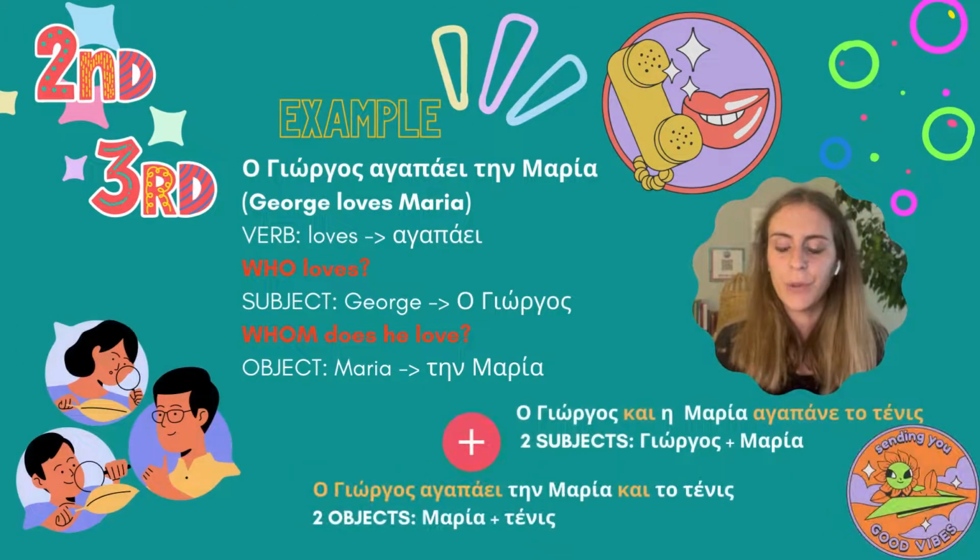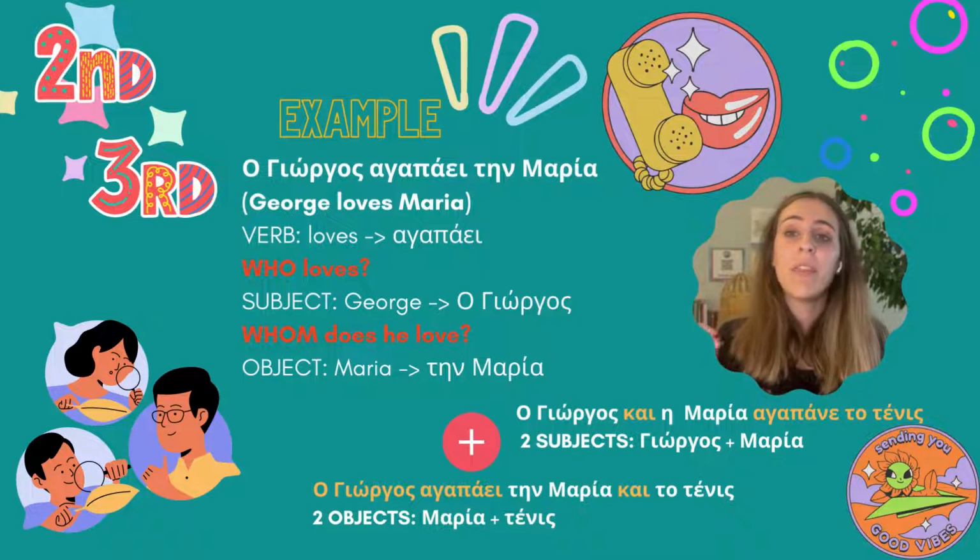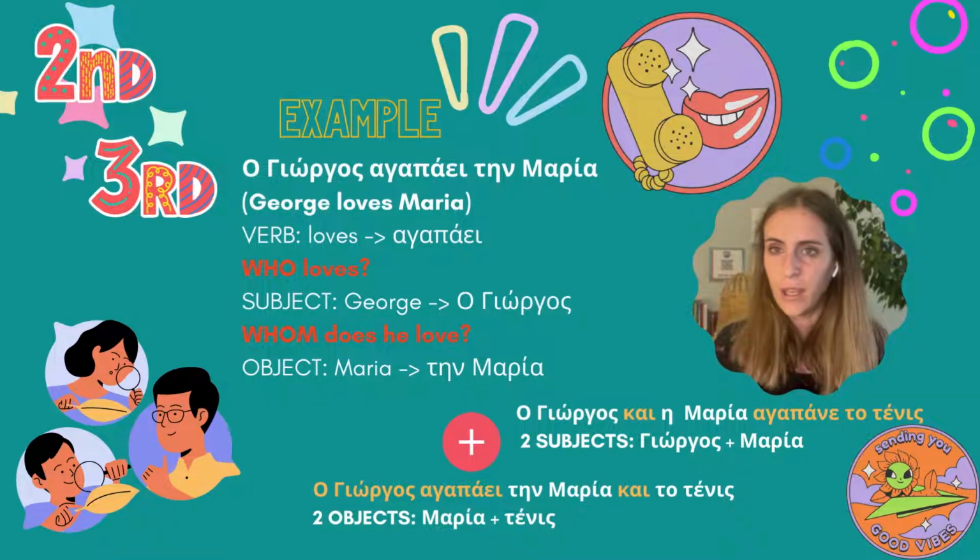For the second and the third rule, I'm gonna give you one example. Let's take the example, George loves Maria. Ο Γιώργος as George, αγαπάει, third person singular of the verb αγαπάω, which means to love, την Maria, Maria.